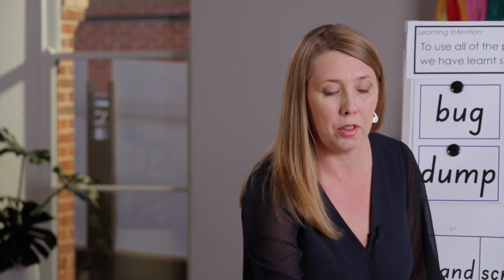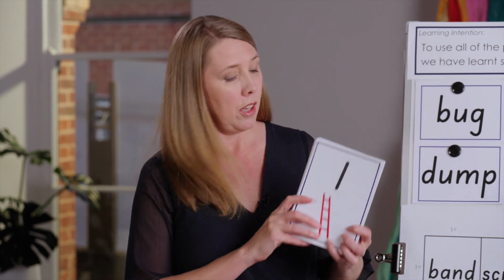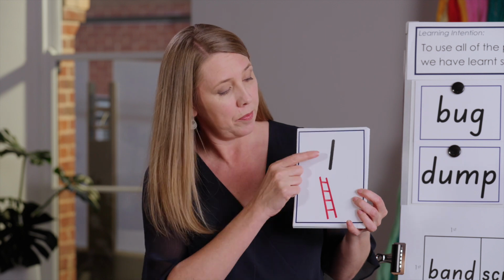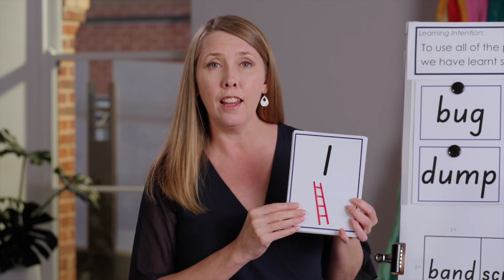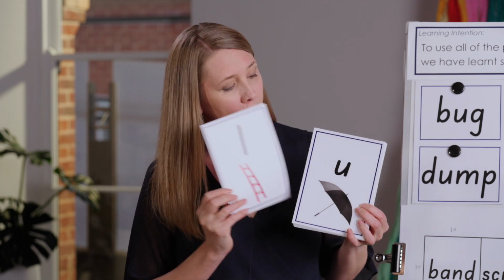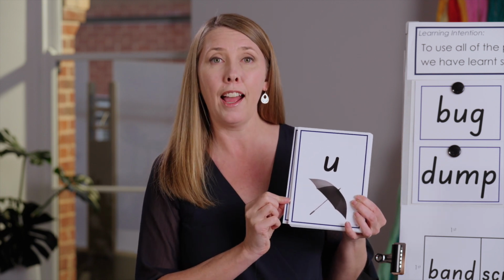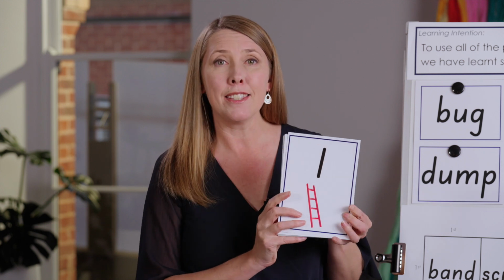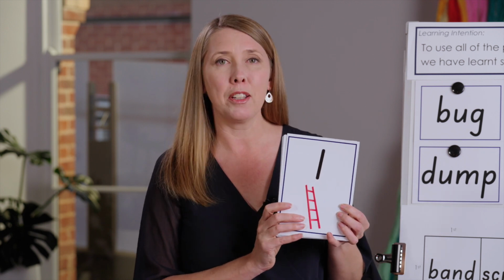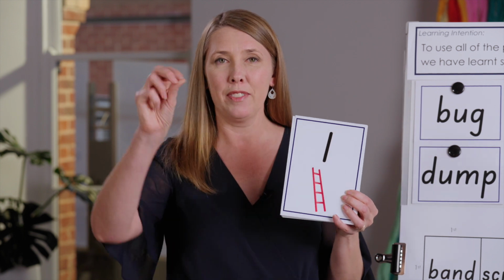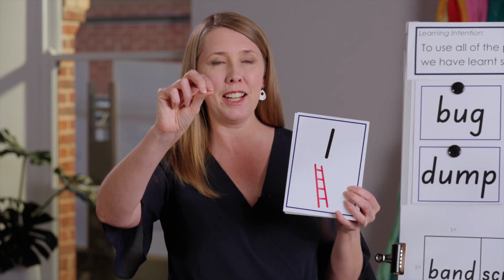Now let's have a look at all the graphemes that we have been learning. The first one is one that we've learnt this week. L, ladder, L. And the other one that we have been learning is U, umbrella, A. Everybody stand up and get ready to skywrite. We're going to skywrite all of the graphemes that we've learnt so far. Are you ready? Have you got your skywriting pencil ready?